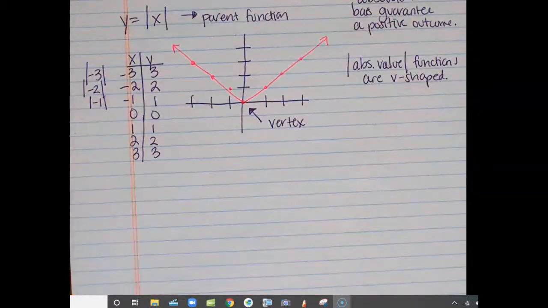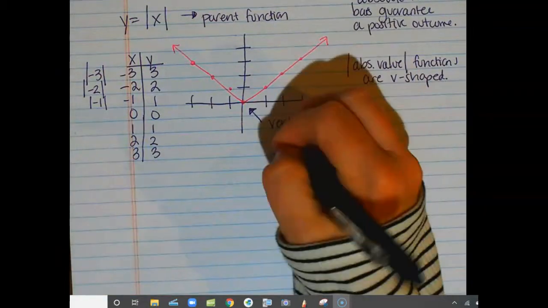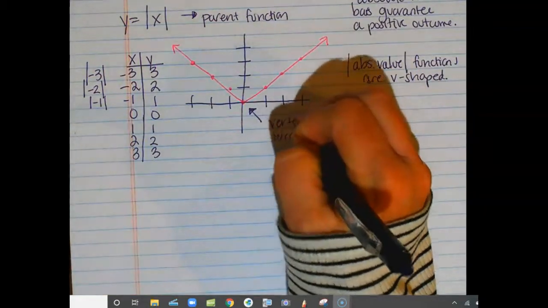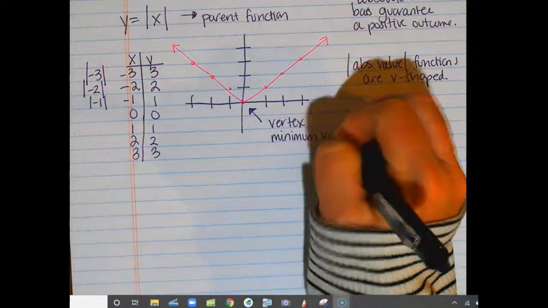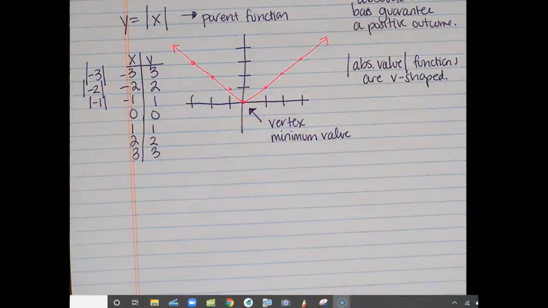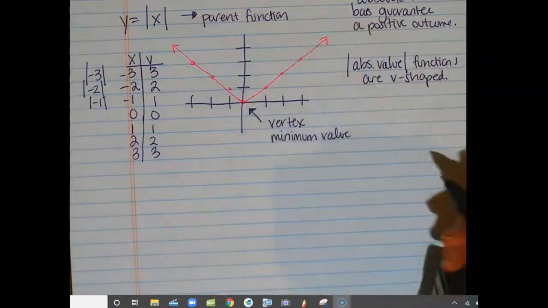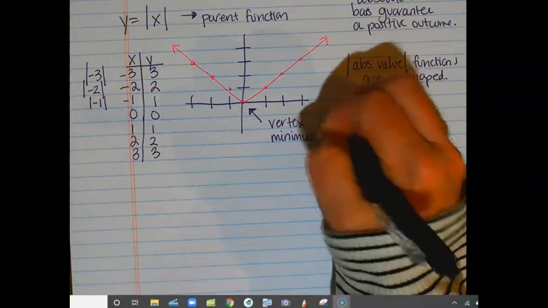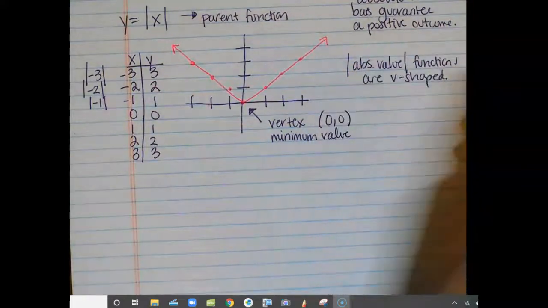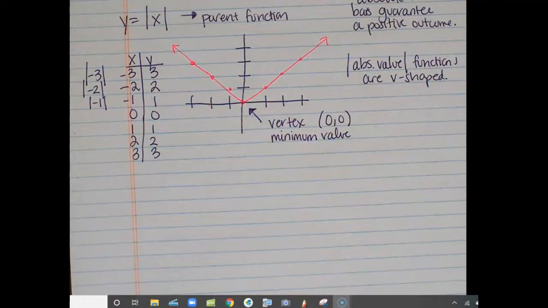It's the point at which the graph changes direction. We could also call this the minimum value, which is also the point at which our function changes direction. It's the lowest point in this neighborhood of points. Our vertex for the parent function is (0, 0). Same for the minimum value.